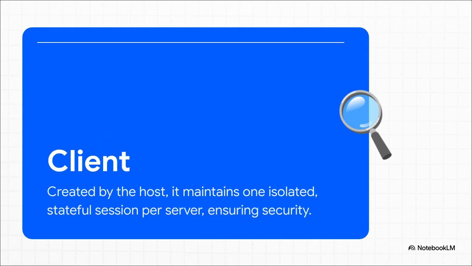Okay, so for every single one of those external systems the host wants to talk to, it spins up a dedicated client. Now, a client has exactly one job: to manage a single, isolated connection to one server. That one-to-one relationship is absolutely key for keeping everything clean and secure.